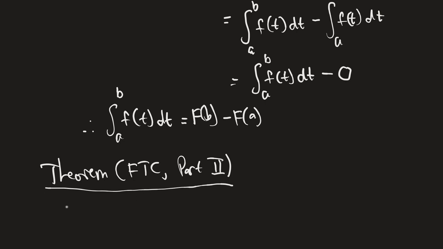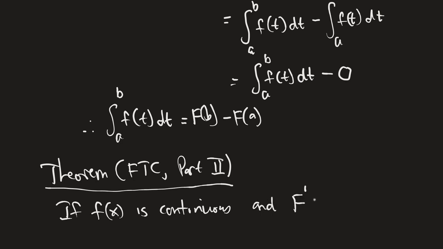So this one says if f of x is continuous and big F prime of x is equal to little f of x. So that means, again, big F is an antiderivative of little f. If that's the case, then we have this conclusion.